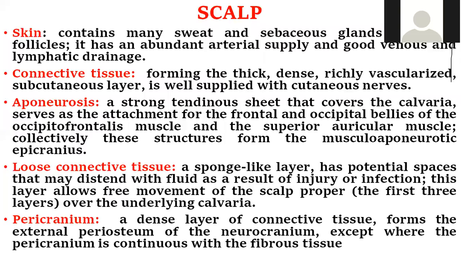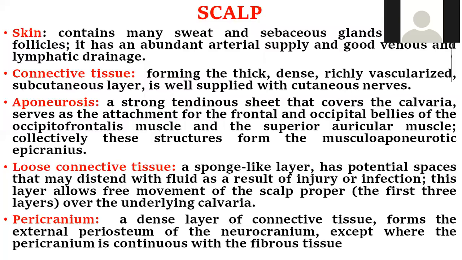For aponeurosis, it's a strong tendinous sheet that covers the calvaria, and it serves as attachment for the frontal and occipital belly of the occipitofrontalis muscle and the superior auricular muscle. And you know, collectively, these structures form the musculo-aponeurotic epicranium. So the next layer of the scalp is the loose connective tissue.